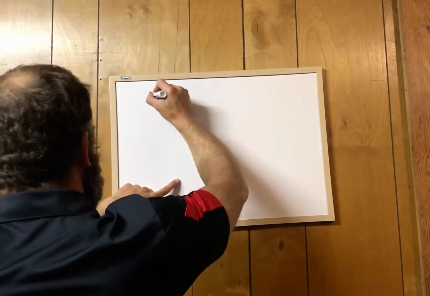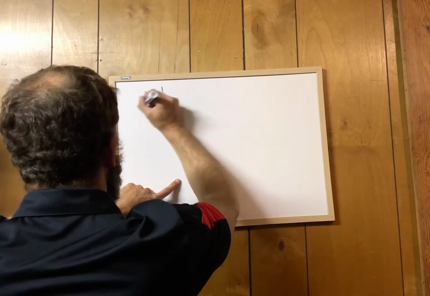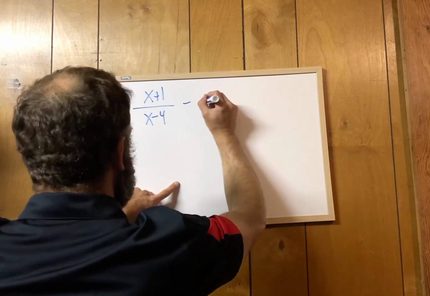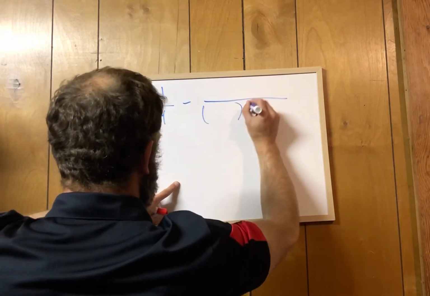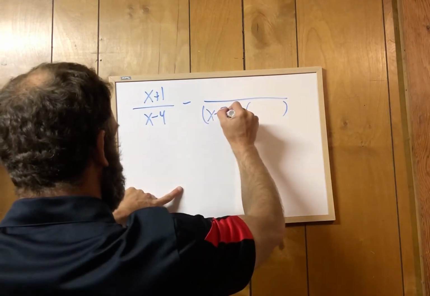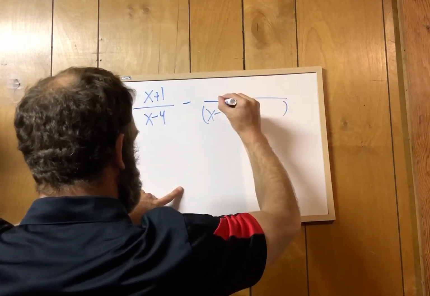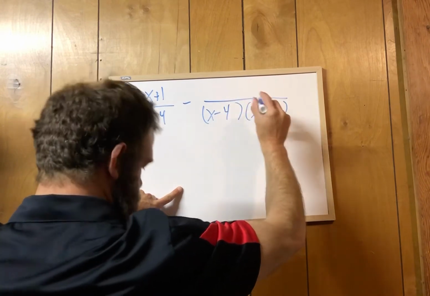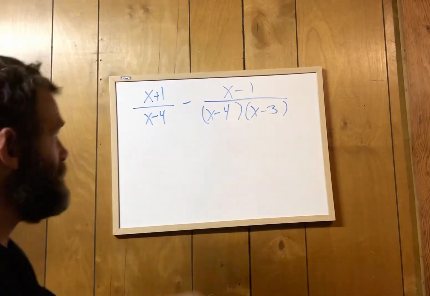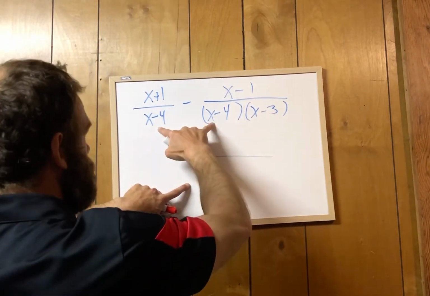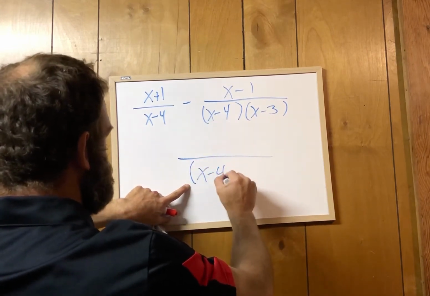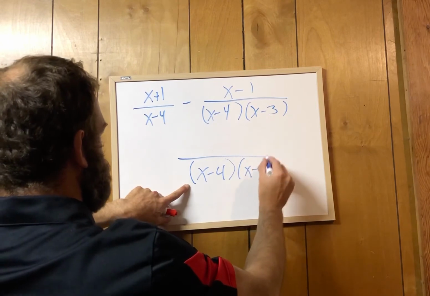So I'm going to write my first one, x plus 1 over x minus 4 minus, okay, now I'm going to factor. Two numbers that multiply together to get positive 12 and add together to get negative 7 are a negative 4 and a negative 3, and then x minus 1. Okay, my common denominator is this. I already have this x minus 4. All I'm missing is an x minus 3. So my common denominator is x minus 4 times x minus 3.